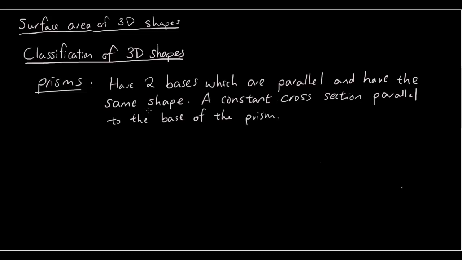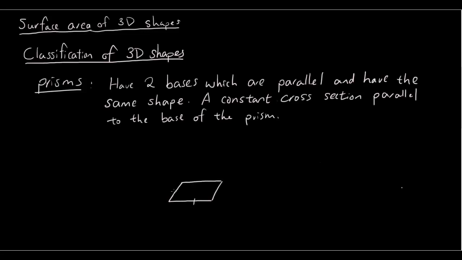Now, prisms have two bases which are parallel and have the same shape. And they also have a constant cross-section parallel to the base of the prism. And you're probably thinking, what is all that? Well, firstly, let's draw a shape which we're going to call the base. So let's say this is the base of our prism.